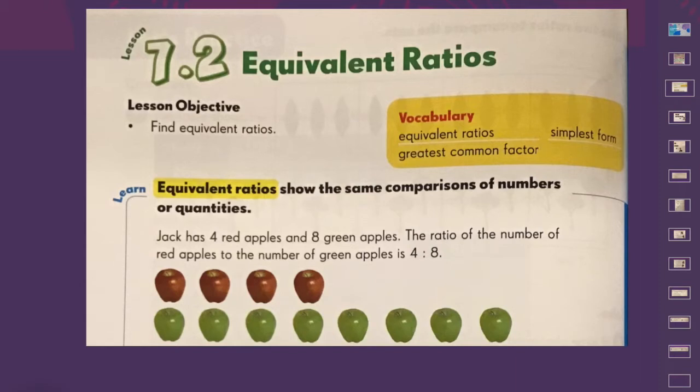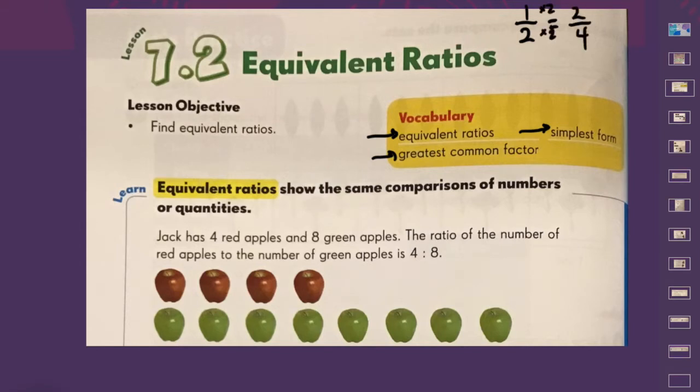And so we're going to use some vocabulary like equivalent ratios, simplest form, and greatest common factor. When I say those vocabulary terms, you might be thinking back to the things that you learned earlier this year in fractions and even last year with fractions. And some of it's going to seem a lot the same, but when we are dealing with fractions, we can make equivalent fractions. We can make fractions that are equal to each other.